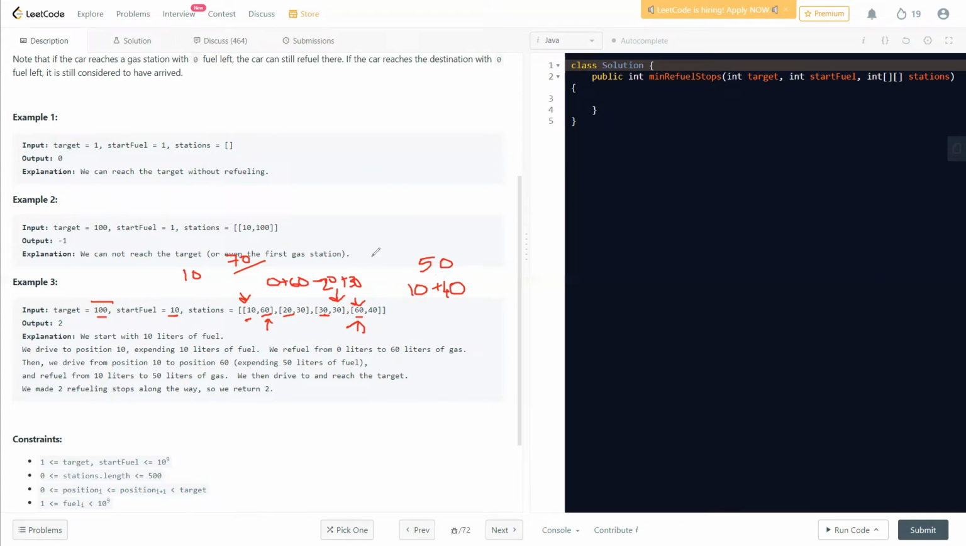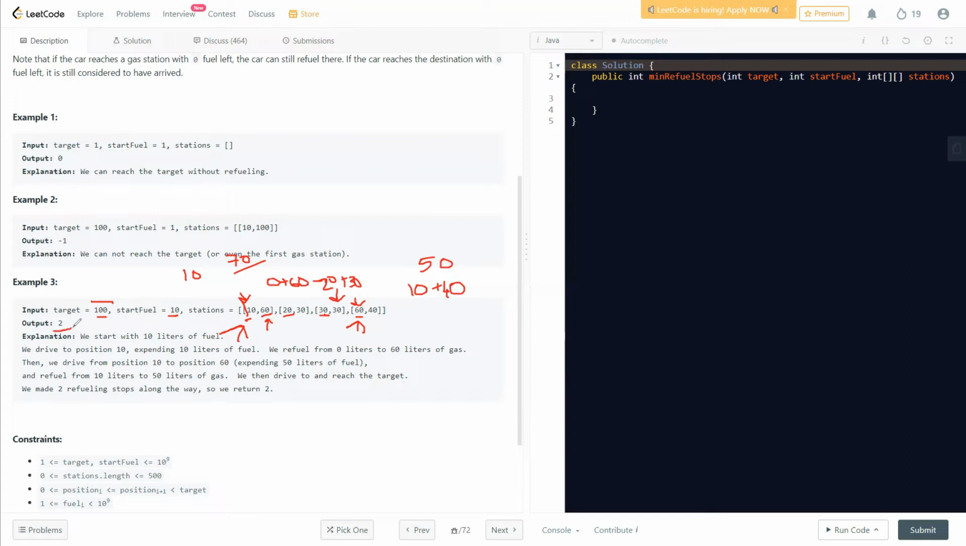So see, how many stops should we take? Our minimum number of stops should be something like this: we took our first stop at the first station, because we have only 10 liters of fuel. With 10 liters of fuel we can reach over here, and further we took our next stop at the 60 miles. From there we reached our destination, 100 miles. Okay, is it possible? Yes, that's how. So we took two stops, and that's the answer we are returning to us.